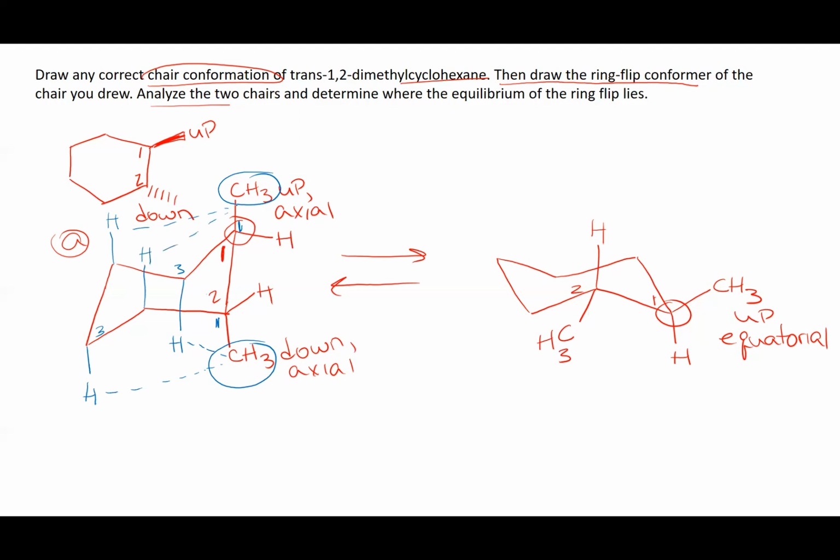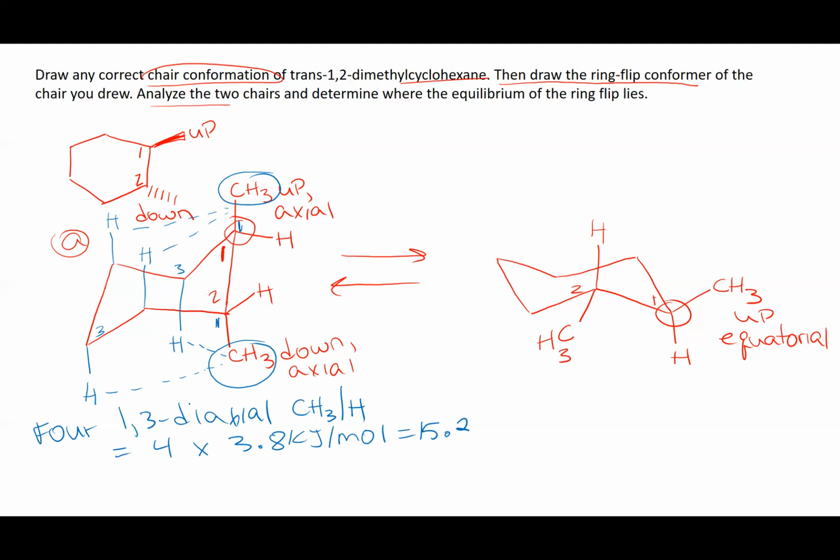So as long as I have axial substituents, I have 1,3-diaxial interactions. And in this case, I have 4 1,3-diaxial interactions between the CH3 groups and then the hydrogens that are axial. Each one of those costs 3.8 kilojoules per mole. That's the strain added to that conformation by those 1,3-diaxial interactions, or 15.2.